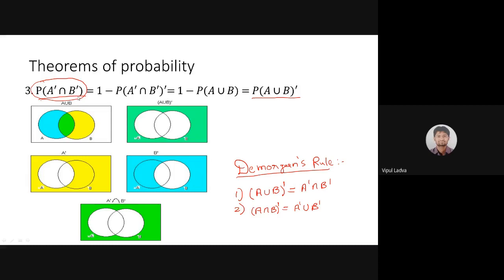So this is the next result which we will need: complement of union is equal to intersection of complements. In a similar way, I can give you the other De Morgan's rule. This was related to this. Observe first. Now let's go for the second.